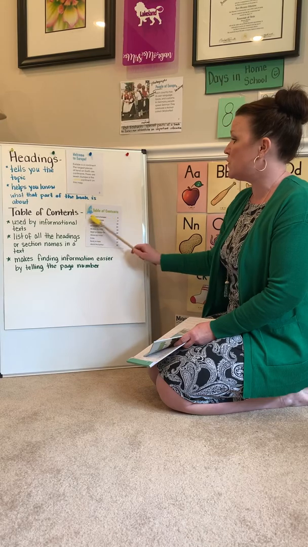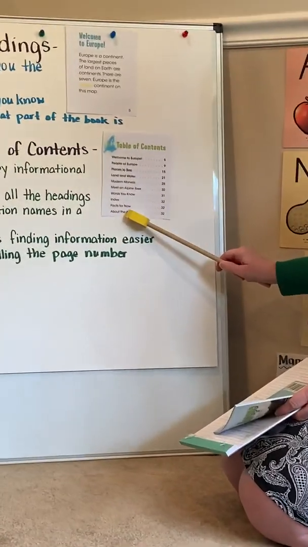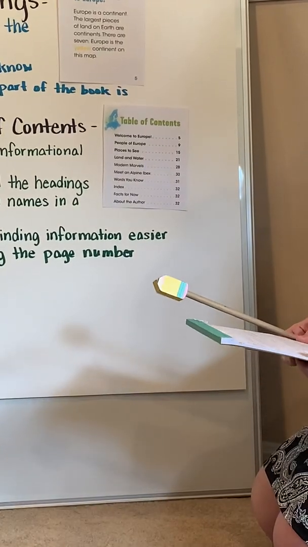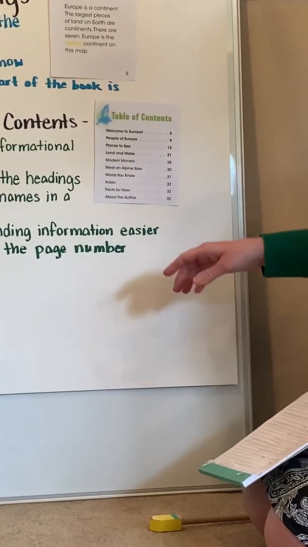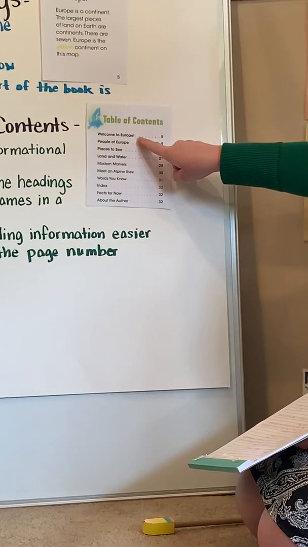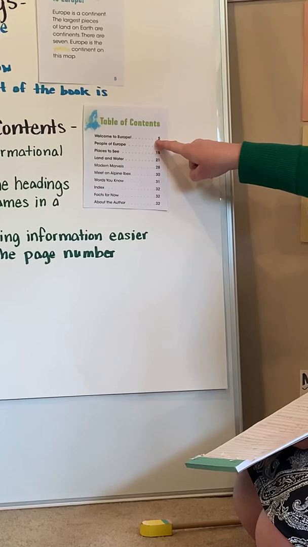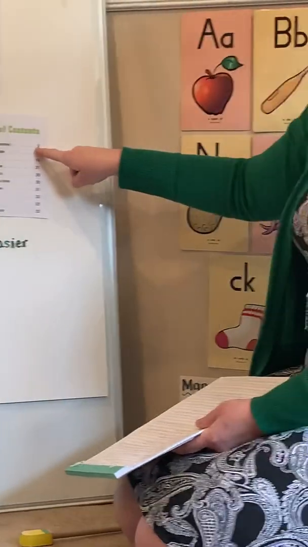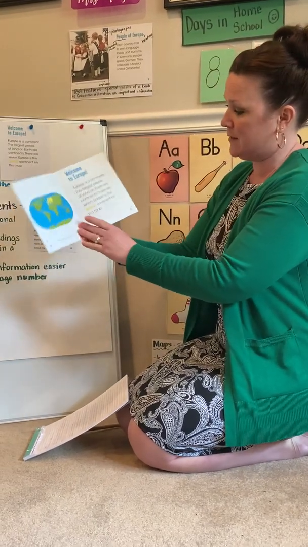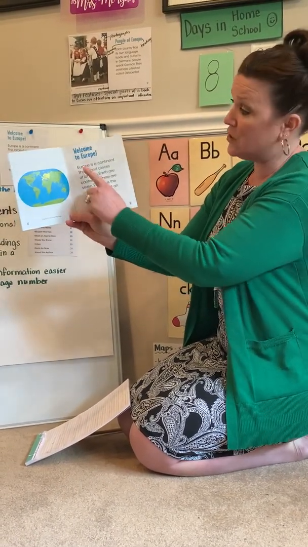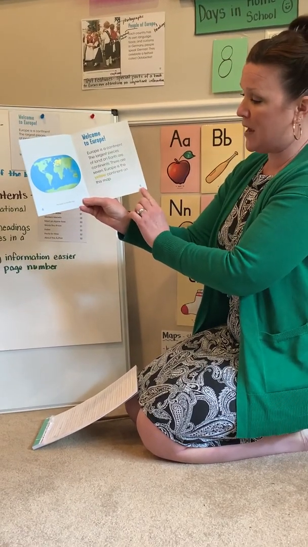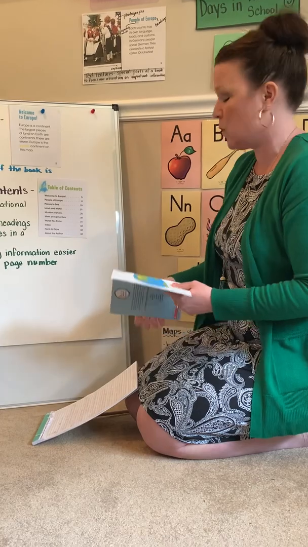So I'm going to have you zoom in here on this picture of the table of contents. So for example, if I wanted to know where I could find the section that was Welcome to Europe, I would slide my finger along these dots, and I would know that I would be able to turn to page 5 in the text. So let's turn to page 5 and see if that matches. It sure does. The heading is Welcome to Europe. We know that it starts on page 5 because the table of contents told us that.